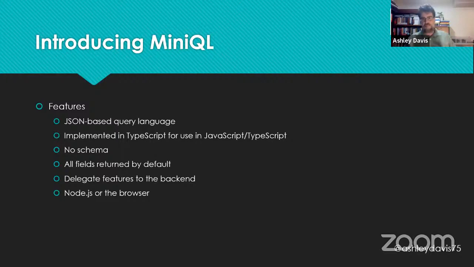MiniQL is implemented in TypeScript, but it's compiled to JavaScript, so you can use it from any JavaScript or TypeScript code. The query language, of course, is just JSON. So it's possible in the future that you might see MiniQL implementations in other languages other than TypeScript. Like there's no reason why this couldn't be implemented in Python or Java or Ruby or Go or whatever.